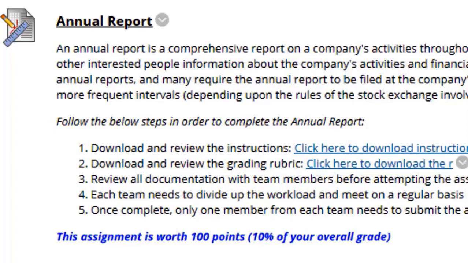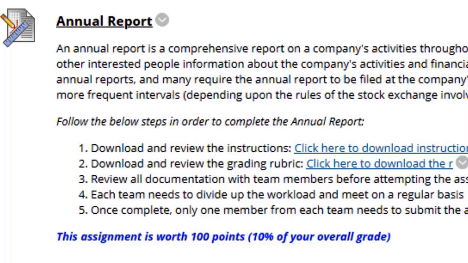Make sure you review the instructions, the grading rubric, review all documentation with team members before attempting the assignment. Each team needs to divide up the workload and meet on a regular basis. And of course, once you complete it, go ahead and have one team member submit it to the annual report submission link.